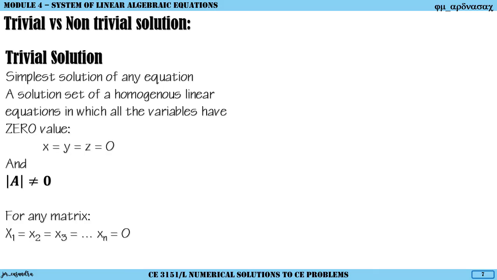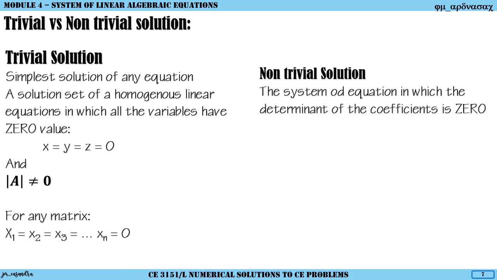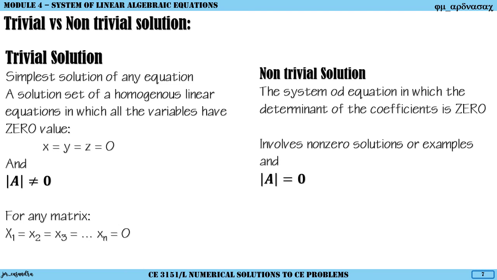For non-trivial solutions, a system of equations in which the determinant of the coefficients is equal to 0 will be considered a non-trivial one. This will involve non-zero solutions. And the determinant of the matrix A should be equal to 0 in cases wherein it will have a non-trivial solution.